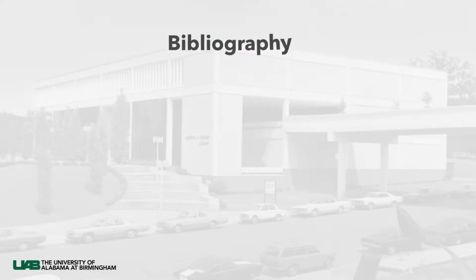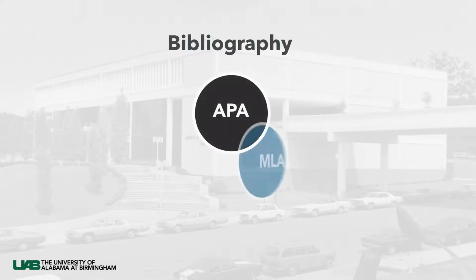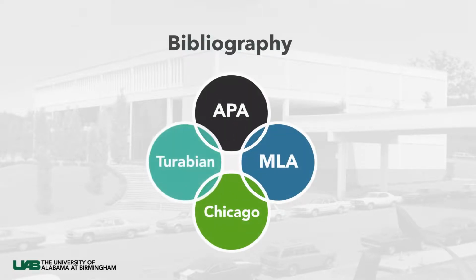The bibliography is simply the citation formatting. Will you be using APA, MLA, Chicago, or Turabian? Or will you be using a completely different citation style? There are hundreds to choose from. Make sure that you have correctly formatted these citations so that you can use them in your works cited or reference page for your paper.